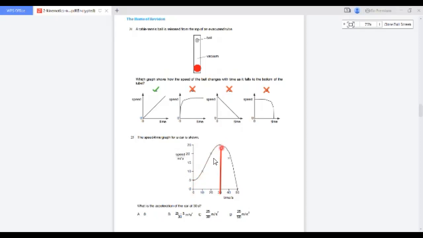So here is 30, here is 5. 30 minus 5 is 25. Either you can choose this one, the acceleration would be 25 over 30. Actually this is the formula, like C is the solved one, and B is not the solved one.